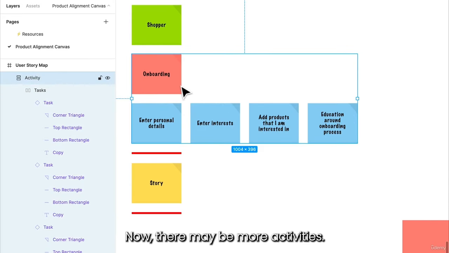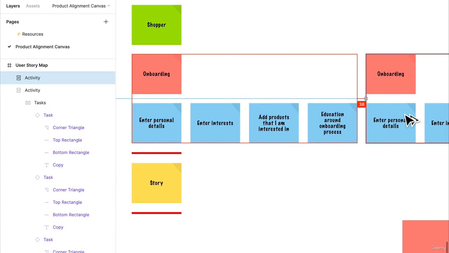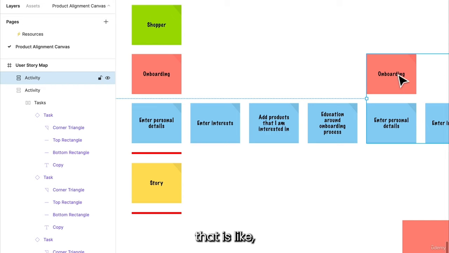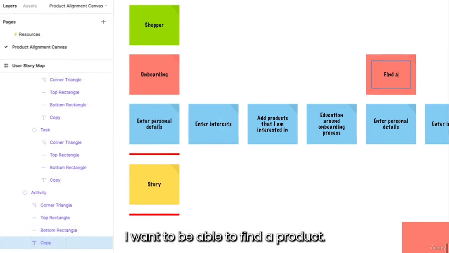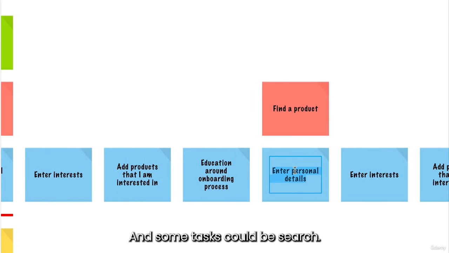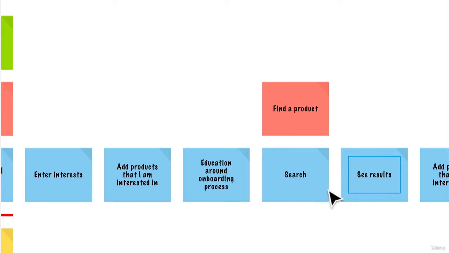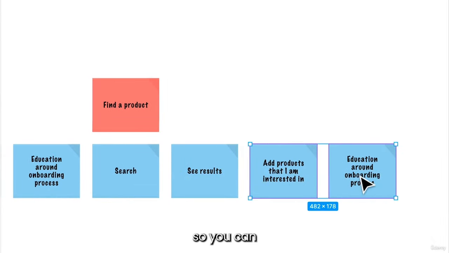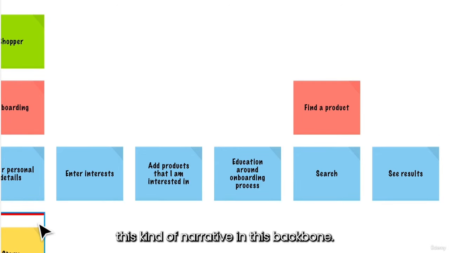Now there may be more activities. Like I said, there may be another one. What's an example of an activity? I want to be able to find a product. That's a high level activity, and some tasks could be search. I want to be able to see results. So you can start to see how we're building this kind of narrative in this backbone.